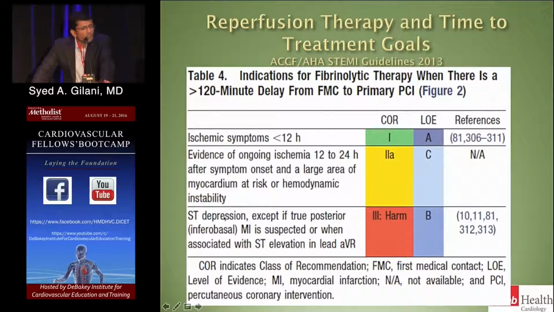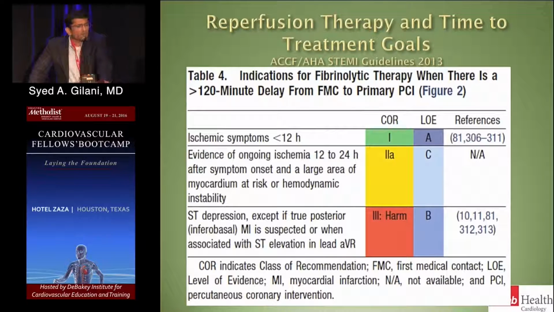Fibrinolytic therapy should not be administered for ST segment depression. There are only two scenarios where you might consider fibrinolytic therapy. One is true posterior MI, where there's ST segment depression in V1, V2, V3, suggestive of true posterior MI. The other is ST segment elevation in aVR with ST segment depression in the rest of the leads, which has been shown to be suggestive of left main or proximal LAD occlusion.